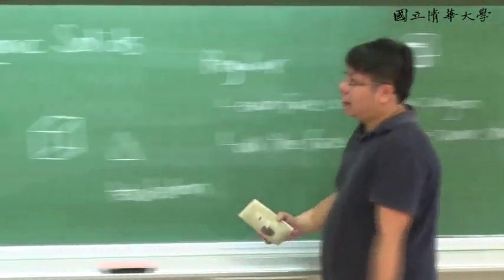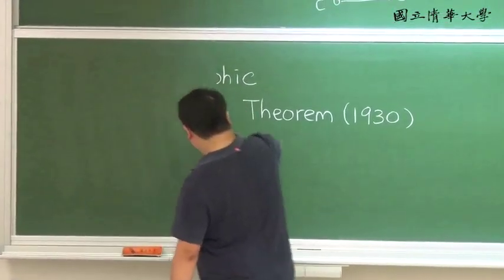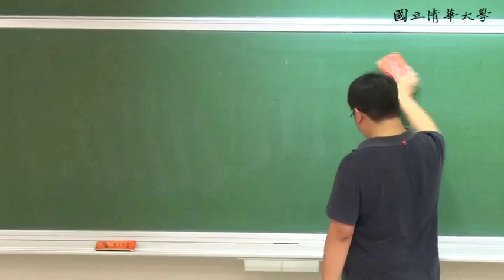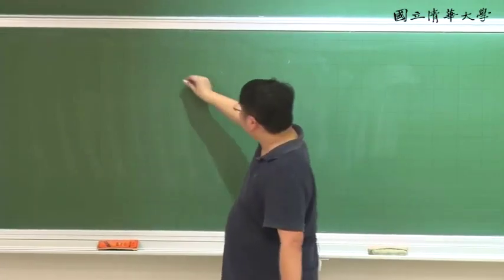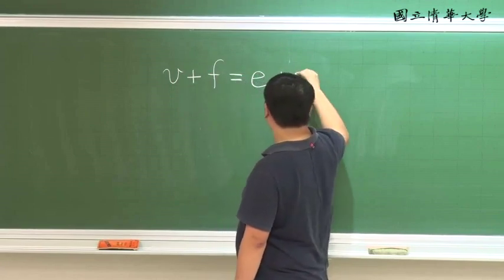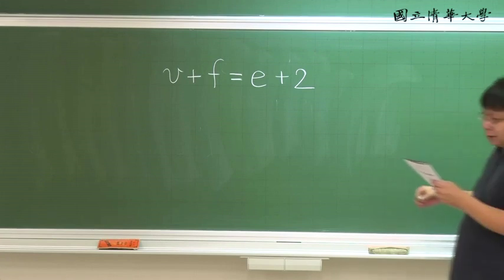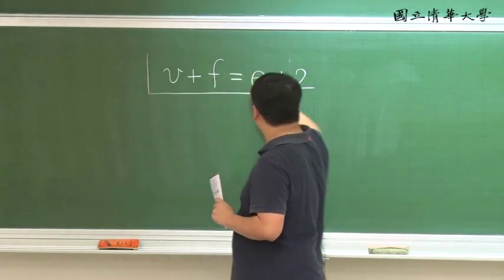So let us recall the Euler planar formula. The Euler planar formula is V plus F is equal to E plus 2. Is that okay? Very famous, Euler. Then let's check out the relationship of a Platonic solid with this formula.